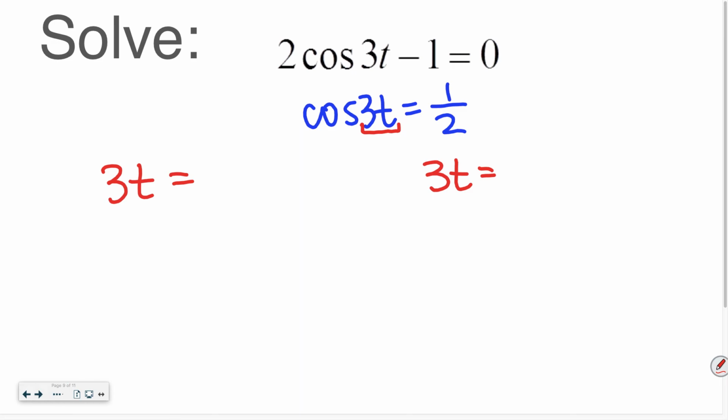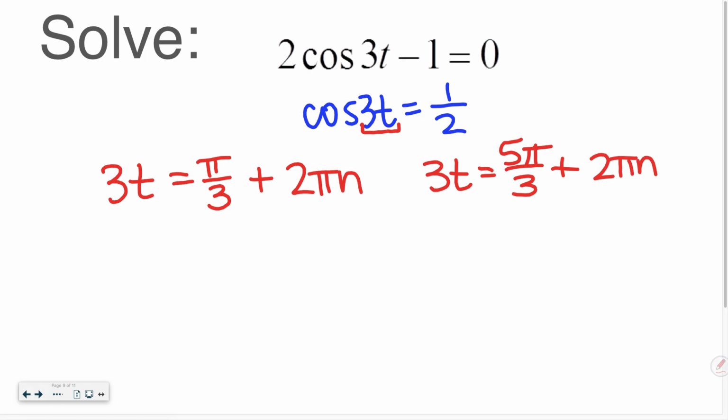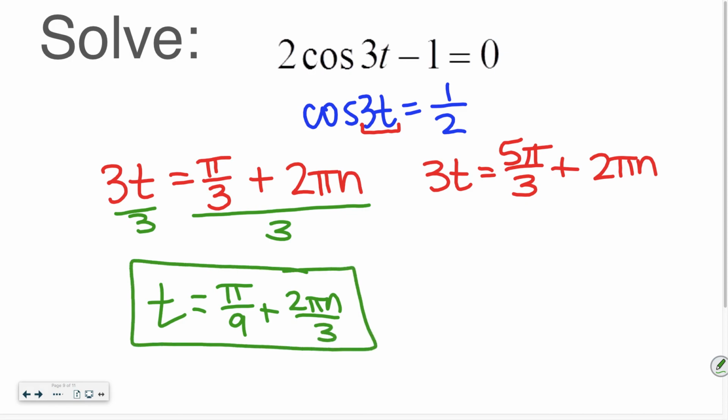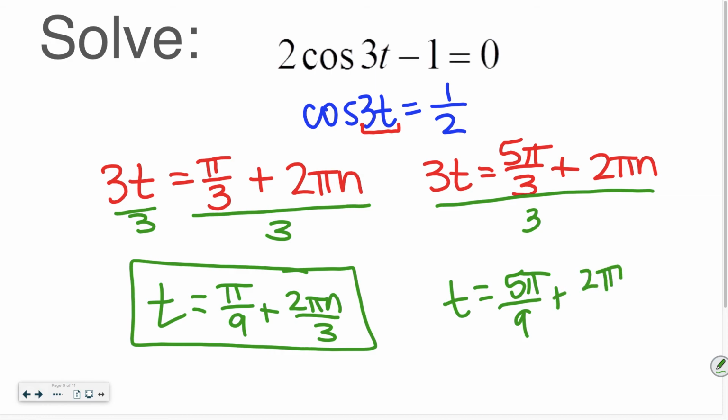Emma, what do we got? Cosine's 1/2 where? Is it pi over 3? Yep. And 5 pi over 3. Okay. So we're gonna write pi over 3 plus 2 pi n, and 5 pi over 3 plus 2 pi n. But our ultimate goal is to solve for t. So once we get these angles written, now that 3 that's attached to the t, now we can take care of it. Now we can divide both sides by 3 to where we get t equals pi over 9 plus 2 pi n over 3. And over here we can divide both sides by 3 to get t equals 5 pi over 9 plus 2 pi n over 3.